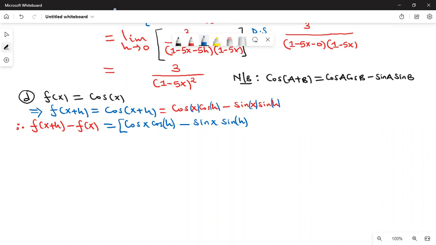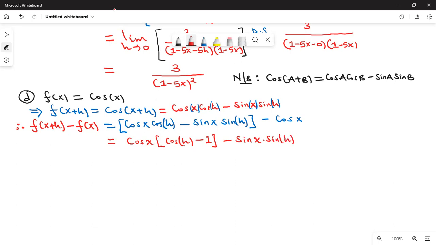Now, this is the first bracket for f of X plus H. Then we are subtracting f of X, which was cosine of X. So when you subtract, look at cosine of X is common. I'll factor out cosine of X. Inside we have cos H, in bracket, minus 1. Then minus sine X times sine H.